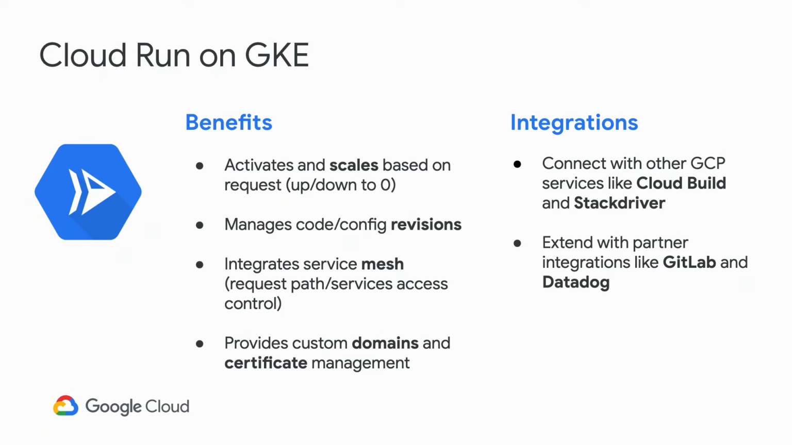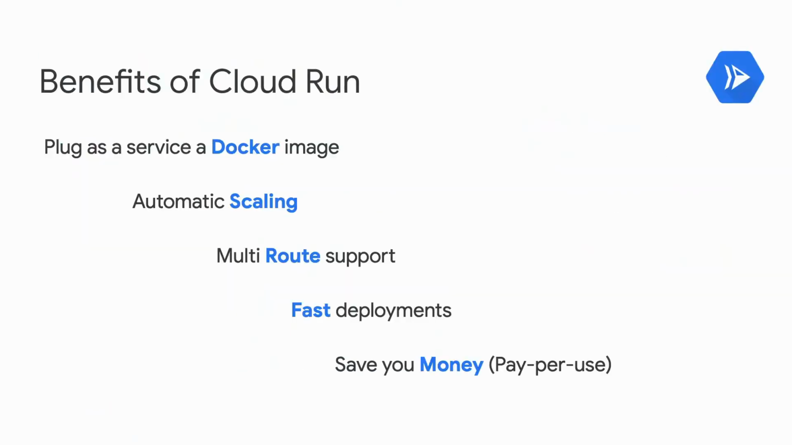Okay, right. Same thing. It scales down to 0, integrates with other services. There is an integrated service mesh because of Istio, and all of the other functionalities are still there. The only disadvantage is that you need to manage your Kubernetes cluster. Okay, so just to recap, Cloud Run gives you a Docker image as a service, scales, gives you multiple route support, deploys fast, hopefully, and it is only pay-per-use.